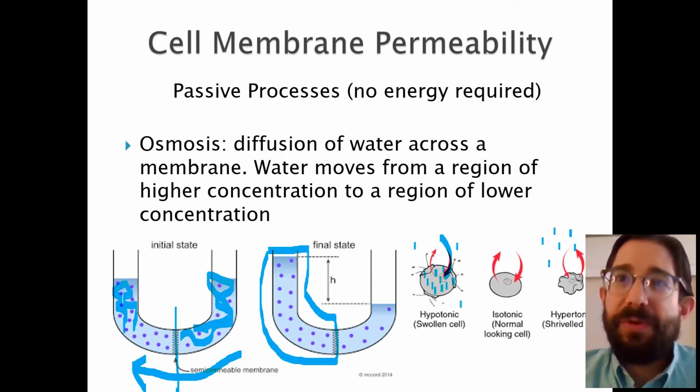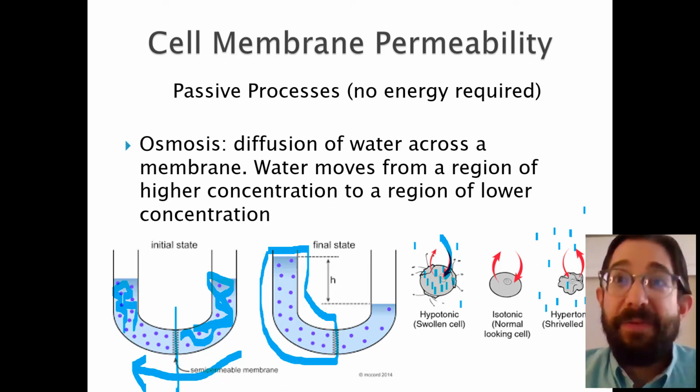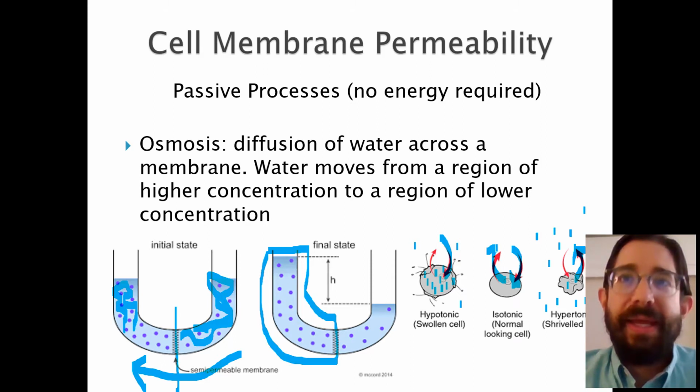The opposite would be true if you dropped this cell into a very salty environment. There's a little bit of salt inside this cell, but if you put it in a very salty environment, water is going to want to exit that cell to even out the concentration of water, causing the cell to shrivel. Normally, some water is coming in and some is going out, and everything is balanced.